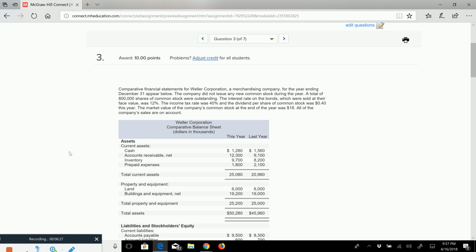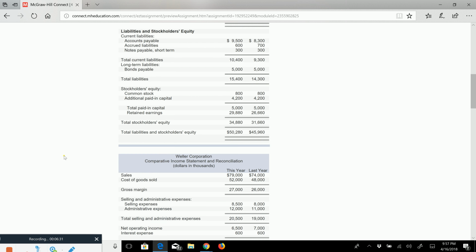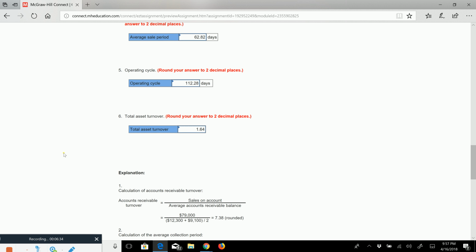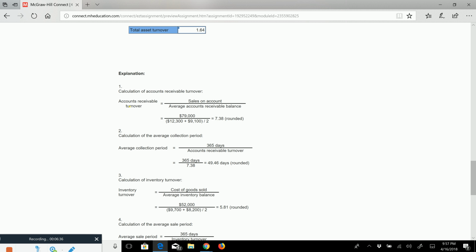Comparative financial statements again. This is the exact same setup as the homework problem we just went through, but we're going to take a look at some additional calculations. The first is called the accounts receivable turnover. It basically tells us how many times we have sales outstanding in receivables. As an example, your numerator is your sales on account.